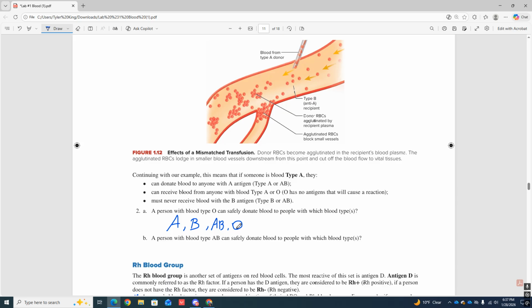Remember, type O wants no part of whatever's going on, so they don't want people coming in, but they're free to leave and go to other countries, free to donate. They just don't like receiving. So because of that, AB can only donate to itself. It's a very selective blood type, okay? They're very, very selective, okay?